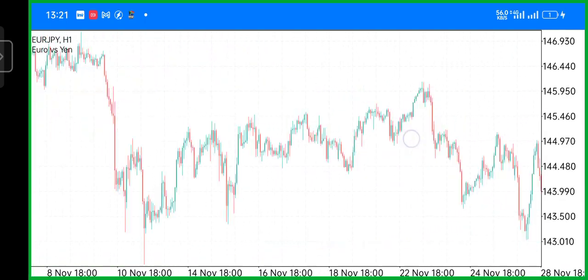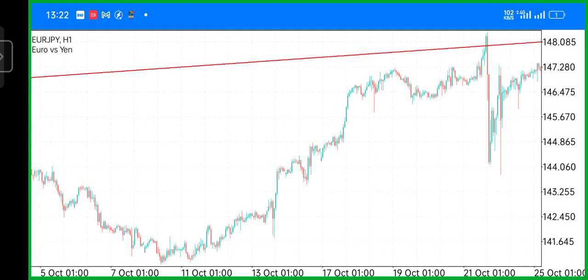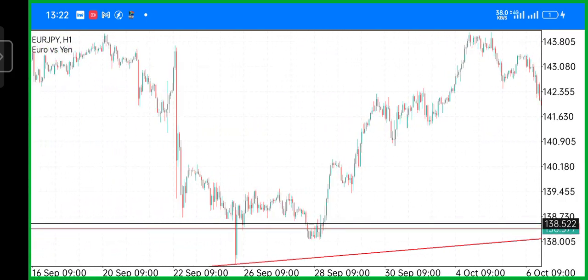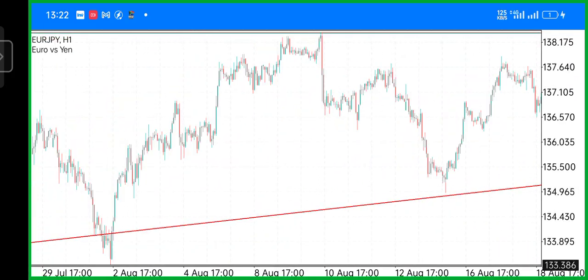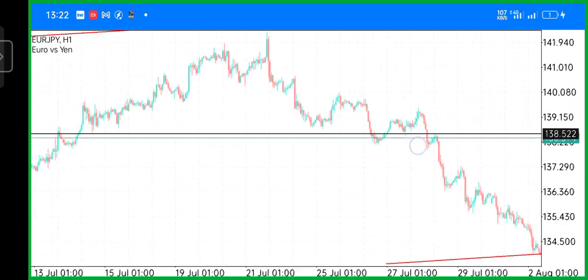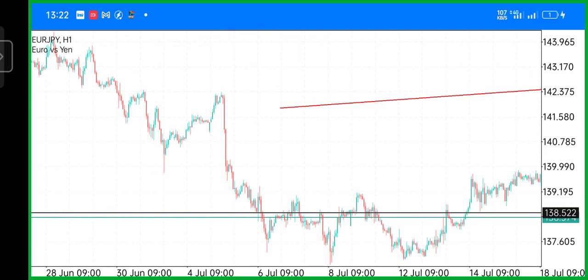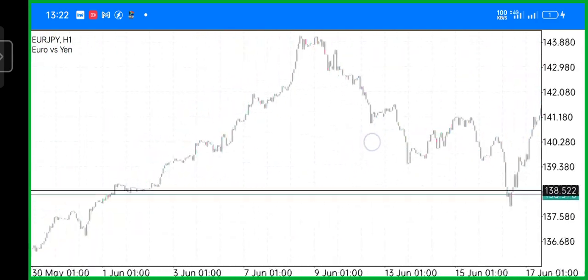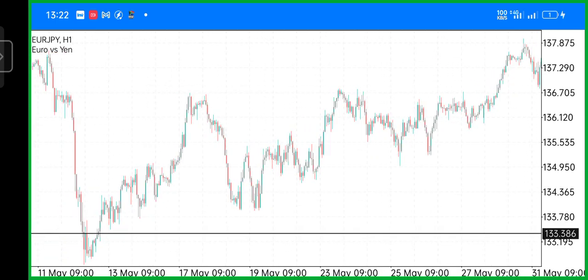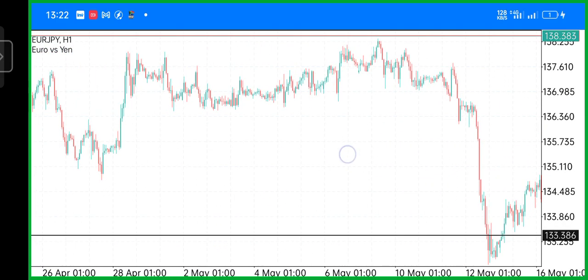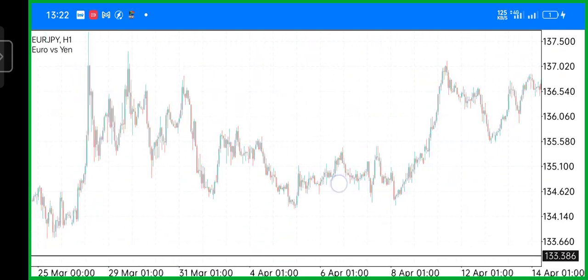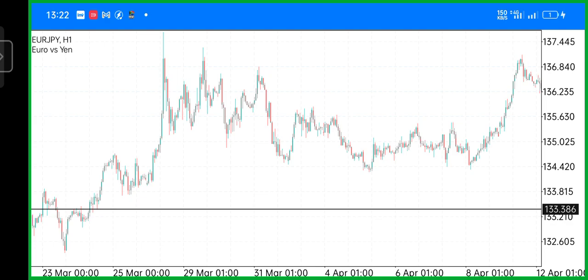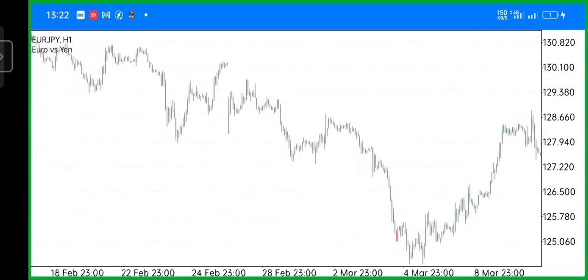I'm just looking for the sideways market. The sideways market, the ranging market. So this market is just trending up, trending up. This one is choppy.